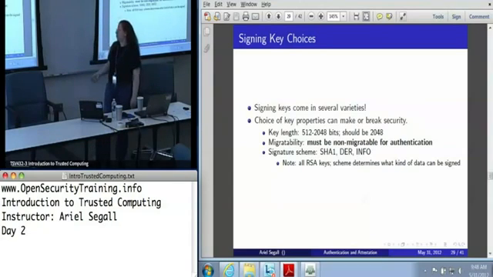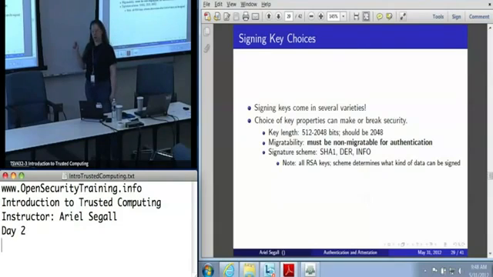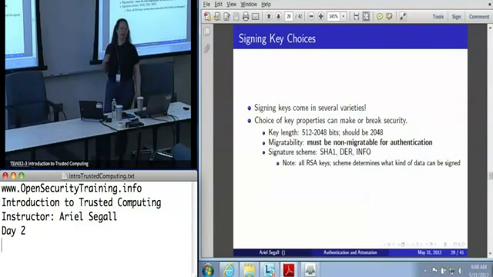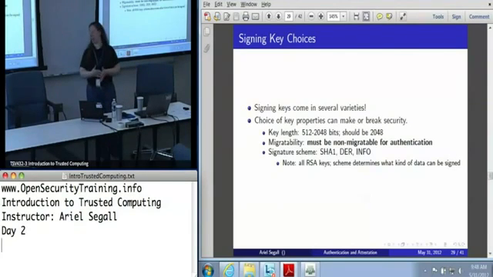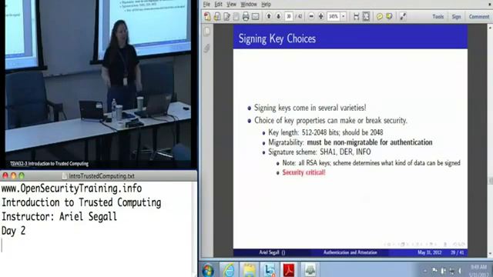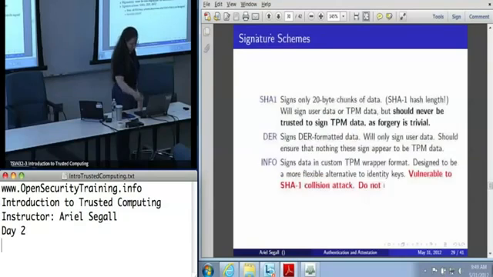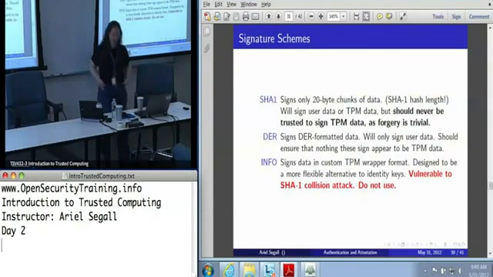The signature scheme is the big, what the heck is this, non-intuitive choice with signing keys that can make or break the key security. There's 3 scheme options: SHA-1, DER, and something called info. Now, despite the phrase signature scheme, these are all RSA keys. This determines the data formats that these keys will sign. Yeah, this is the big one that's really obnoxious.